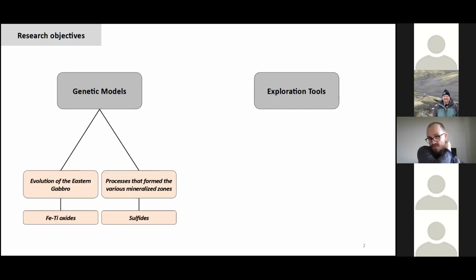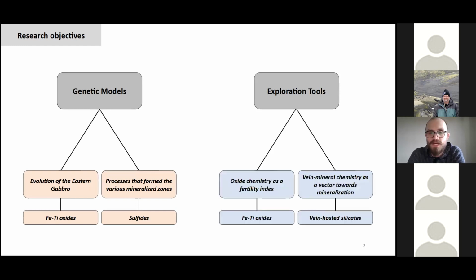In terms of the genetic aspect, we're going to be looking at iron titanium oxide and sulfide mineralogy, texture and chemistry as a way to characterize the evolution of the eastern gabbro, as well as the different processes that generated and modified the mineralization. In the exploration aspect, we're going to be identifying geochemical signatures in both iron titanium oxides and vein-hosted silicates that we can use to vector and identify mineralization.